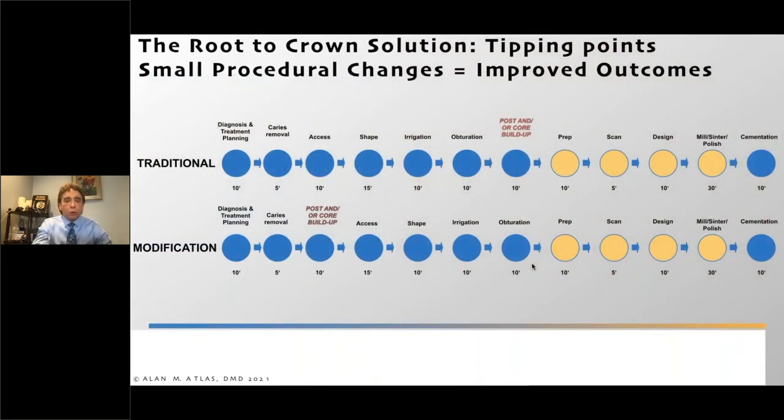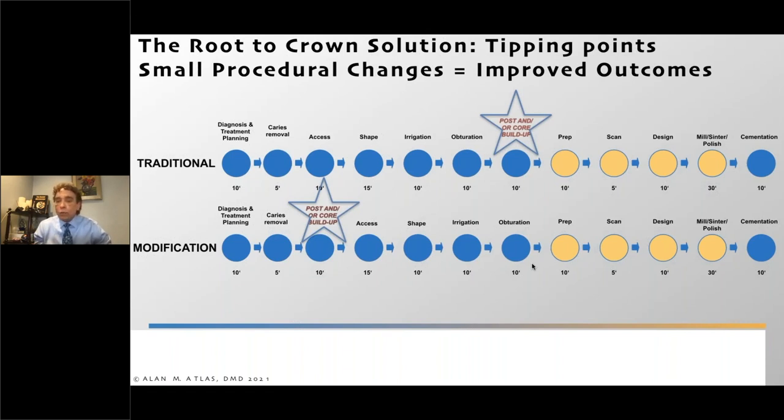Traditionally, again, we would do caries removal, access, shaping, irrigation, obturation, and place the core buildup. Now what we're going to do is caries removal and do the core buildup immediately before the endo treatment. Yes, before the endo treatment, to seal the tooth, strengthen the tooth, and most of the irrigants will not be affecting the core buildup. Therefore, it won't be as weak.